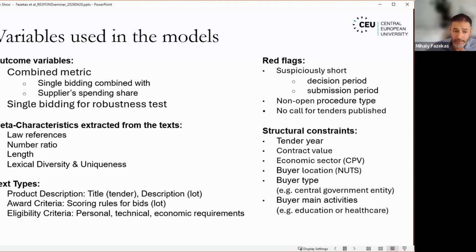We have meta characteristics and the specific words, terms, and combinations of words in the text. The meta characteristics are relatively straightforward: length, use of numbers, the number of references to laws, lexical diversity, so convoluted language compared to the sectoral typical style. And then most importantly, we have text-based indicators. These are coming from the description, the award criteria, and eligibility criteria.